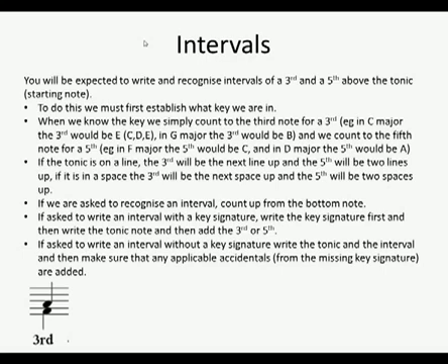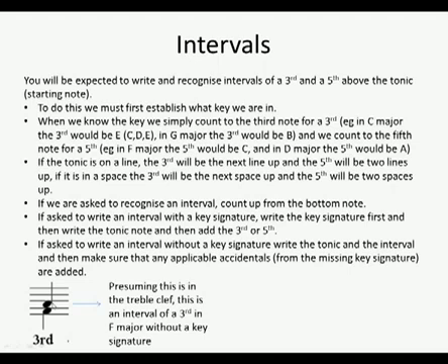Okay, there's an example of a third. You can see how the tonic is in the space, and therefore the third would be in the space above. Okay, so let's just pretend that this is in the treble clef, because we accidentally cut out the clef here. You can see that this is an interval of a third in F major without a key signature. So it's an F and an A. Okay, here we've got our treble clef, so we can see that this is a C and a G. So this is an interval of a fifth in C major.